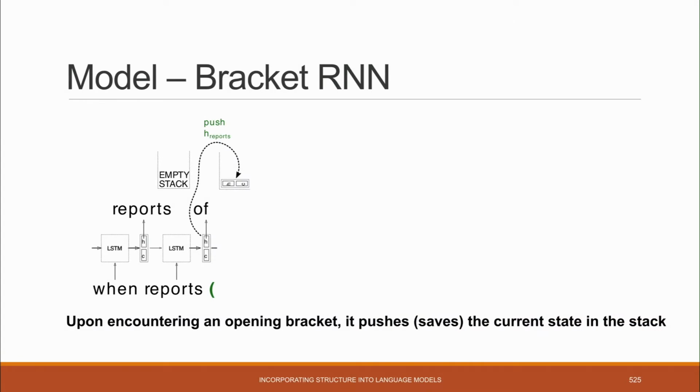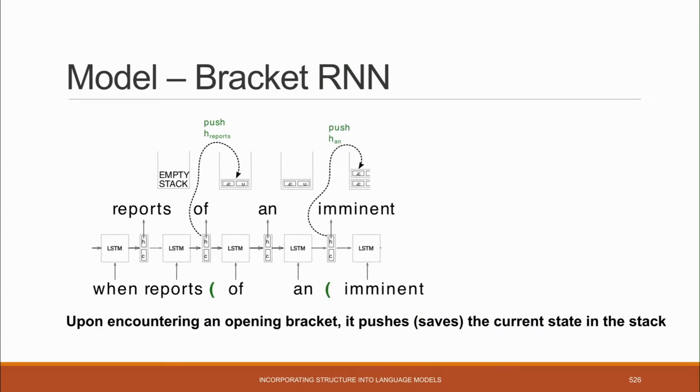So the bracket RNN, which is what I call it, processes the brackets linearly along with the input words from left to right. So before encountering a bracket, it just goes along as it usually would have done. When it sees an opening bracket, it takes the current hidden state, in this case, the hidden state after reports, and pushes it or saves it onto the stack. Similarly, right before imminent, it also saves the current hidden state.